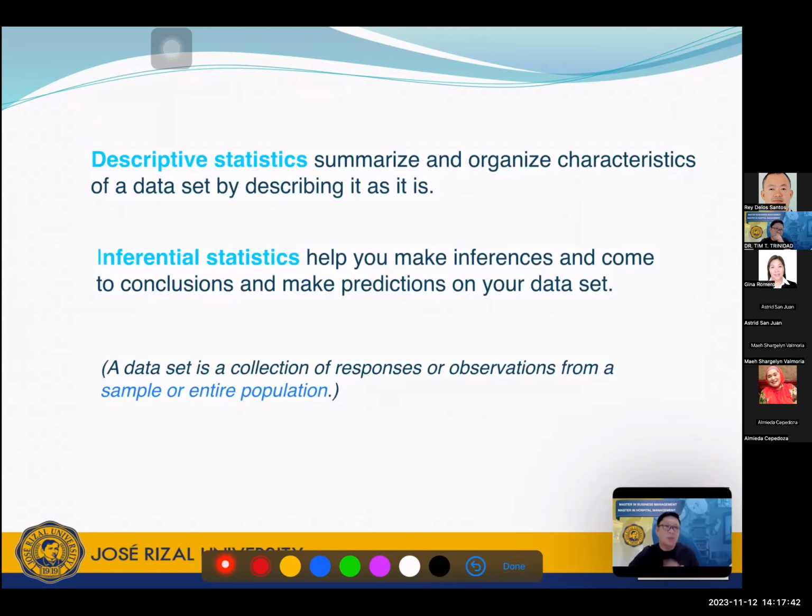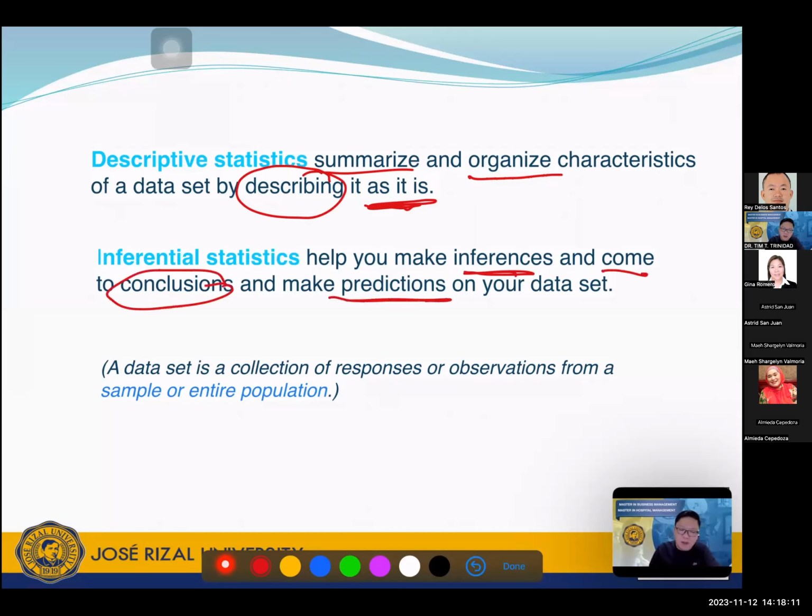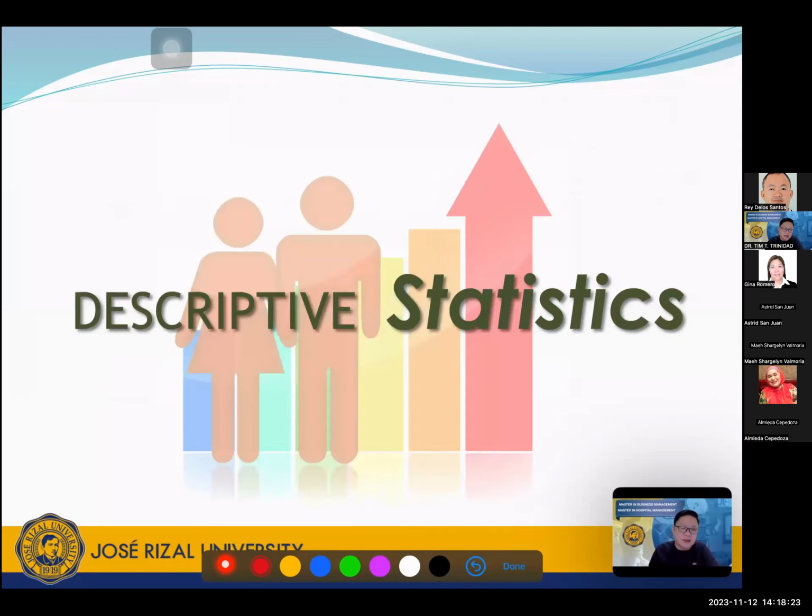Okay, so descriptive statistics is just to summarize and organize your characteristics of the data by simply describing it as it is. What you see is what you get. Kung ano yung nakita mong mean median mode, yun ang i-present mo without any inference. Okay. But in inferential statistics, you will have to make inferences and eventually come out to a certain conclusions and make predictions of your data set. Okay? So maliwanag na tayo doon. Very, very detailed yung differentiation natin ng descriptive stat at inferential stat.